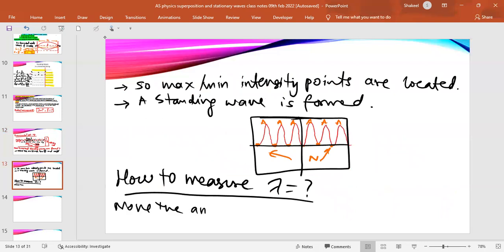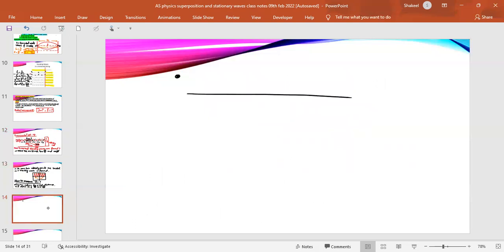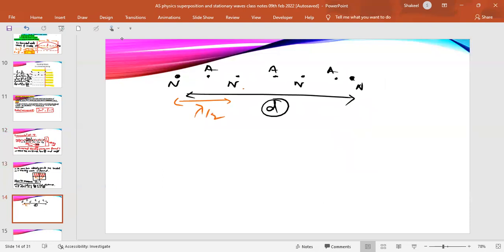Okay, the thing is, you will move the antenna for a set distance and observe the number of antinodes and nodes. So let's say, for example, you moved your antenna for this distance and you observe these nodes and antinodes. So this is node, node, node, and node. And these are antinodes. So then what you'll do is, you will express this distance in terms of lambda. So you will say between two nodes is lambda by 2, between two nodes is lambda by 2. So you will say that this distance moved is equivalent to this.